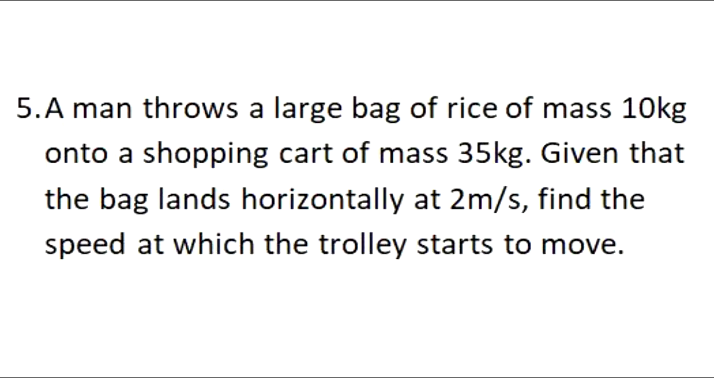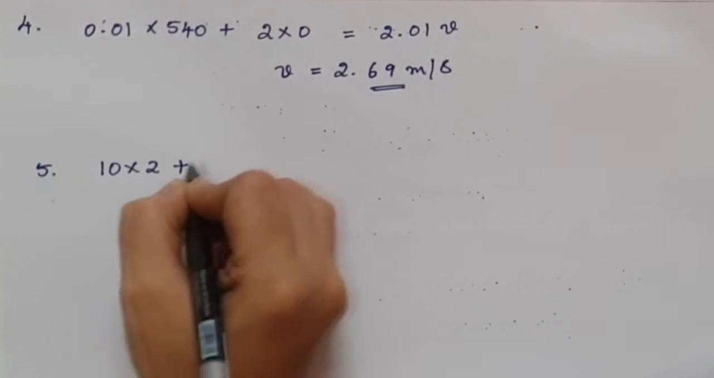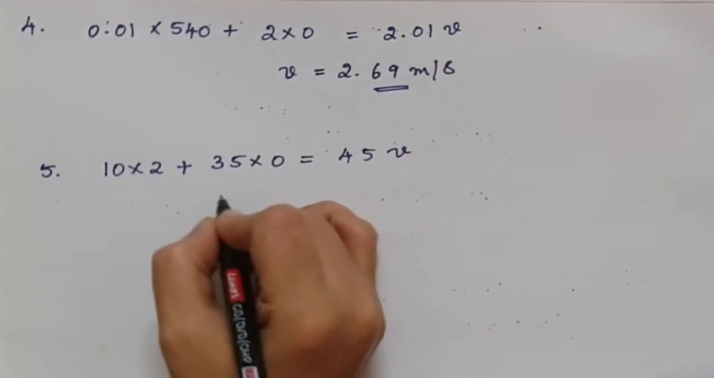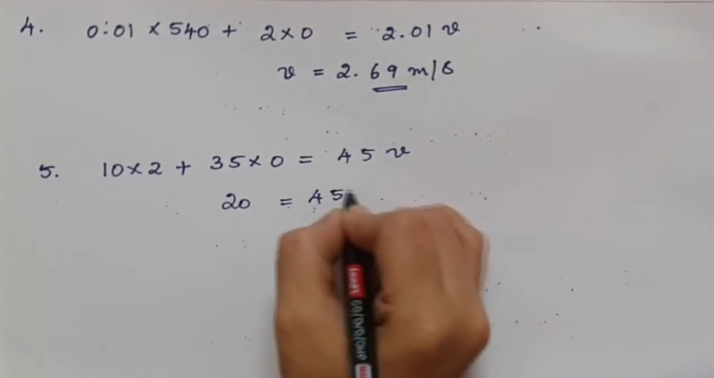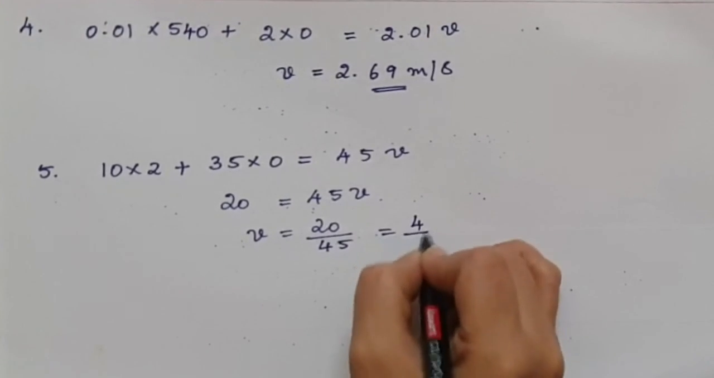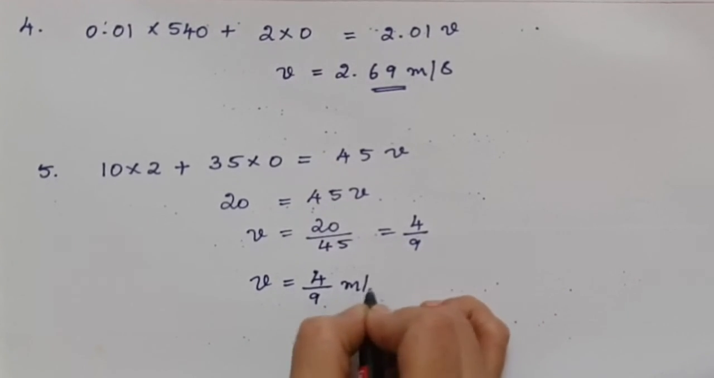The last question. A man throws a large bag of rice of mass 10 kg into a shopping cart of mass 15 kg. Given that the bag lands horizontally at 2 meters per second, find the speed at which the trolley starts to move. So we have 10 into 2 plus 35 into 0 will be equal to 45V. That is 20 will be equal to 45V. V will be equal to 20 divided by 45. So V will be equal to 4/9 meter per second.